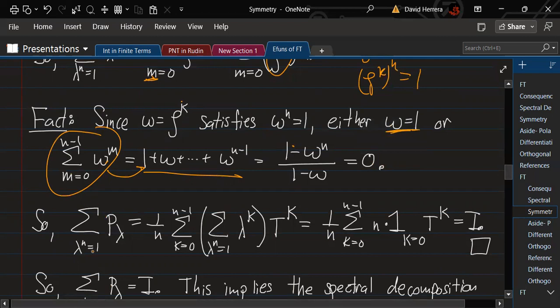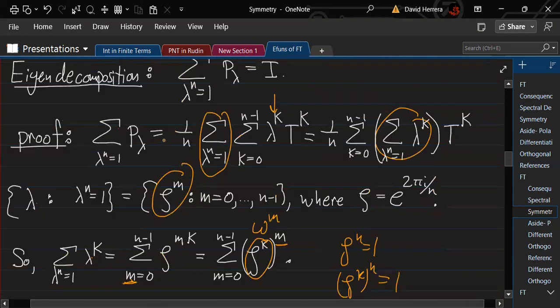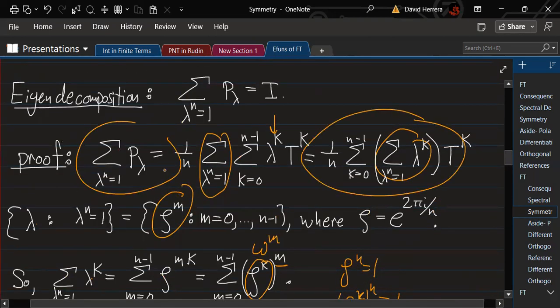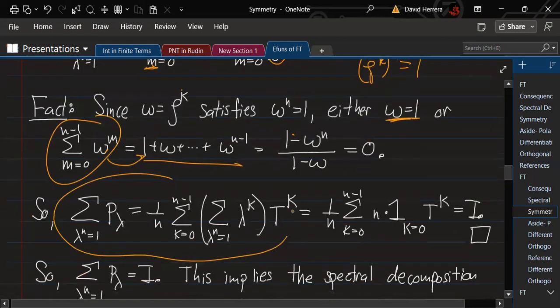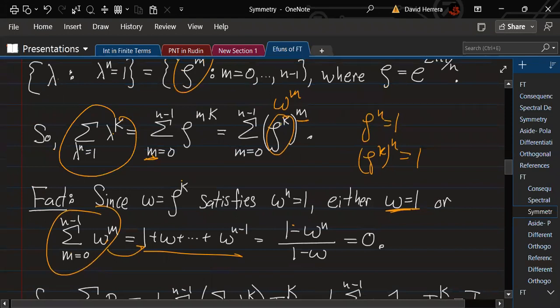So let's go back up. This sum of projections is 1 over n. I'm just copying this right here. That's what this is. The sum over projections is 1 over n times this sum, and I have this thing isolated, which is the thing I cared about. This thing is the sum from m equals 0 to n minus 1 of omega to the m. And omega is equal to 1 exactly when k is equal to 0.